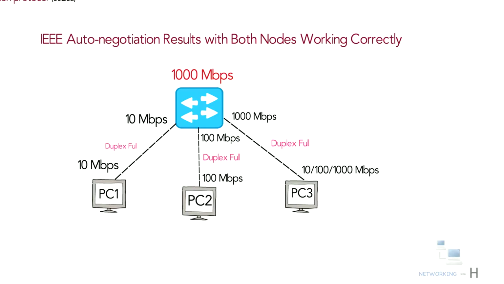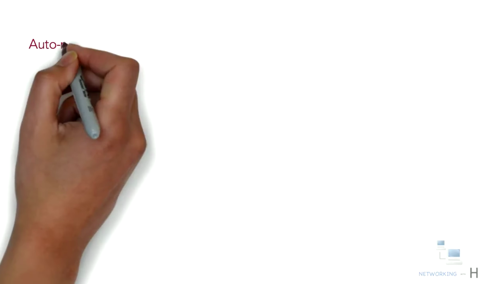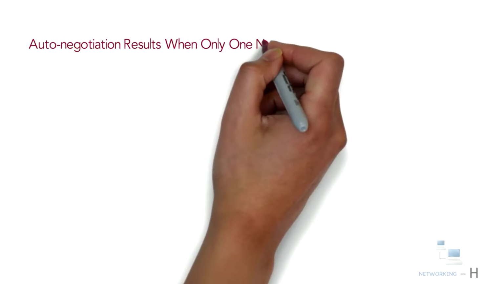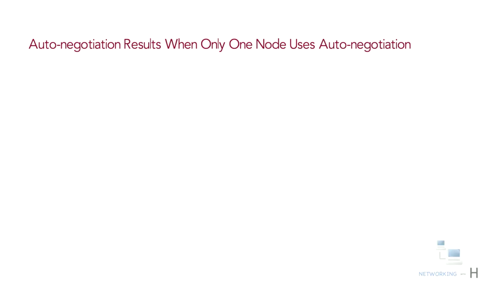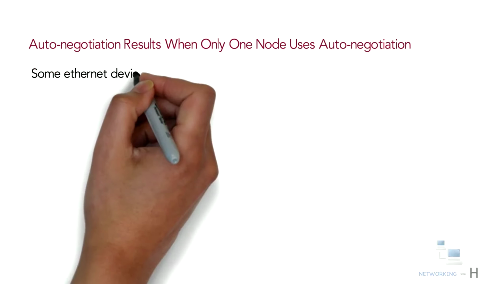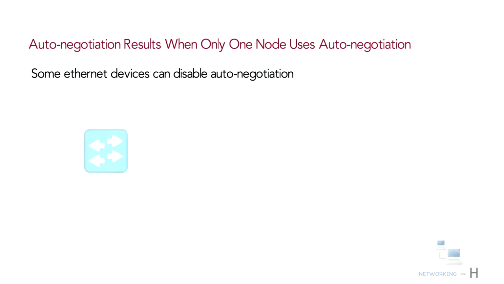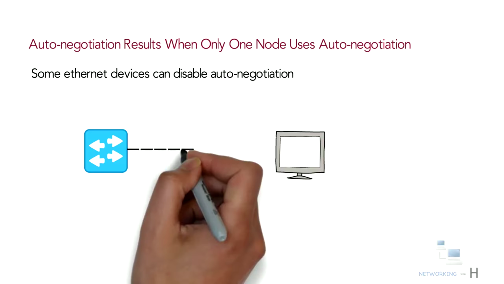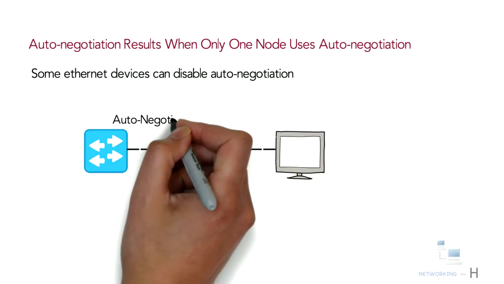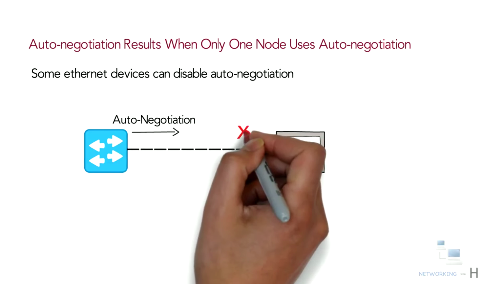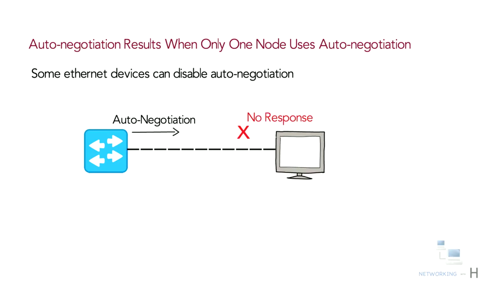Let's see what happens with auto negotiation results when only one node uses auto negotiation. Most Ethernet devices can disable auto negotiation, so it is just as important to know what happens when a node tries to use auto negotiation but the node does not get any response. IEEE auto negotiation defines some rules that nodes should use as default when auto negotiation fails. That is, when a node tries to use the auto negotiation but hears nothing from the device.